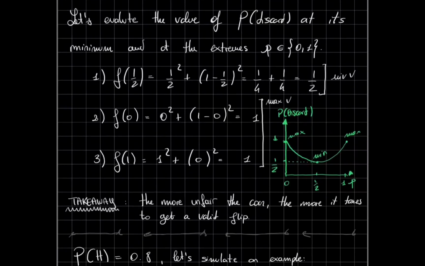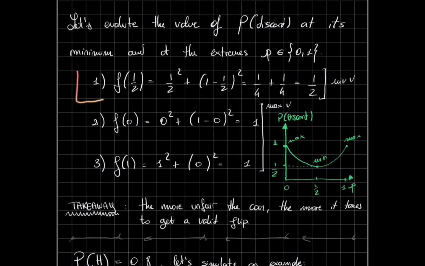Let's evaluate the value of the discard probability at the minimum and at the extremes of p. Here, we evaluate the probability of discard at point p equal to 1 over 2. The value of such probability is 1 over 2. Point 2 and point 3 evaluate the probability of discard at point p equal to 0 and p equal to 1, and they both give value 1.